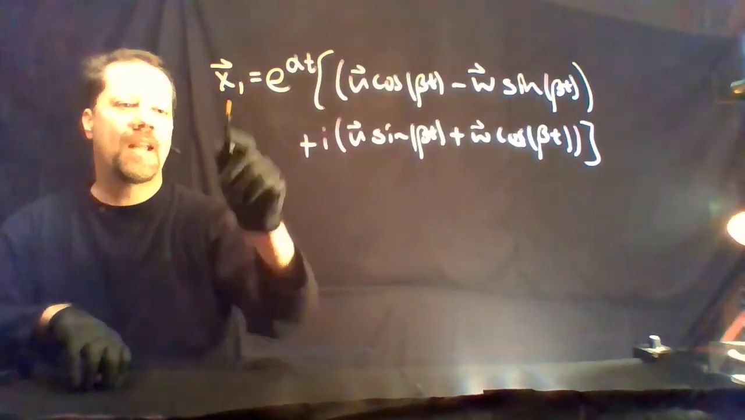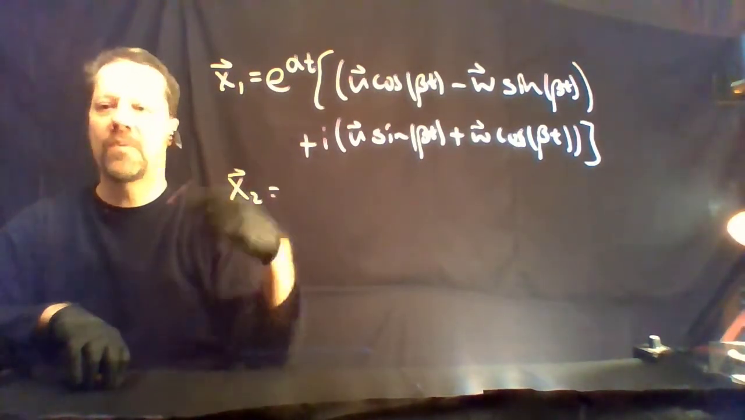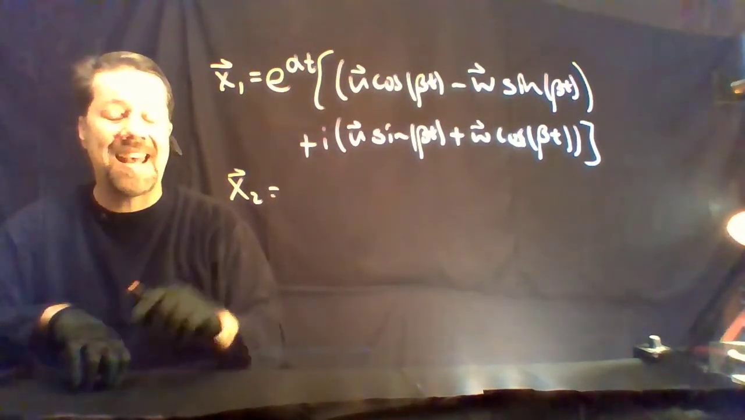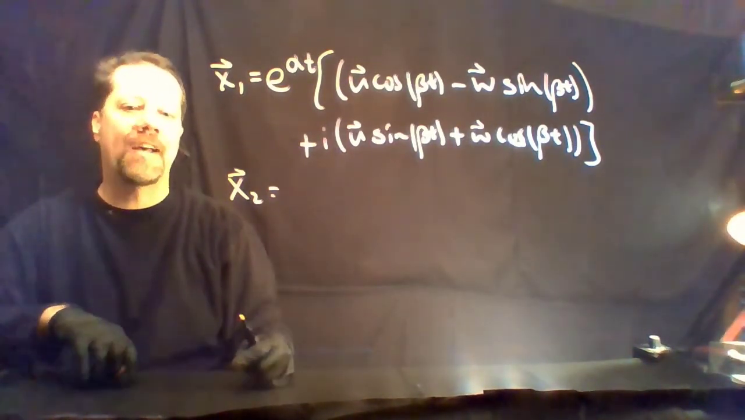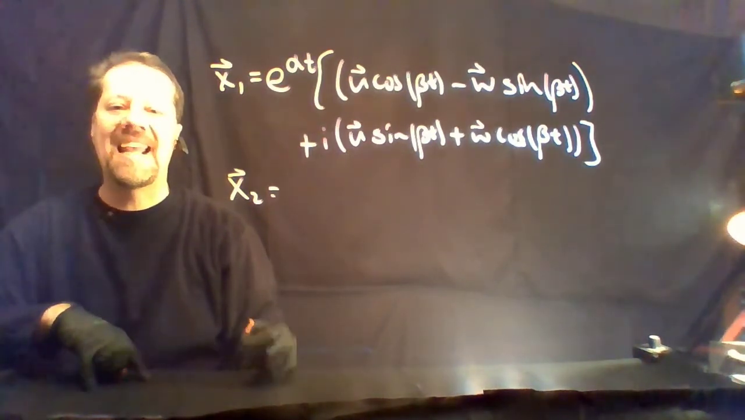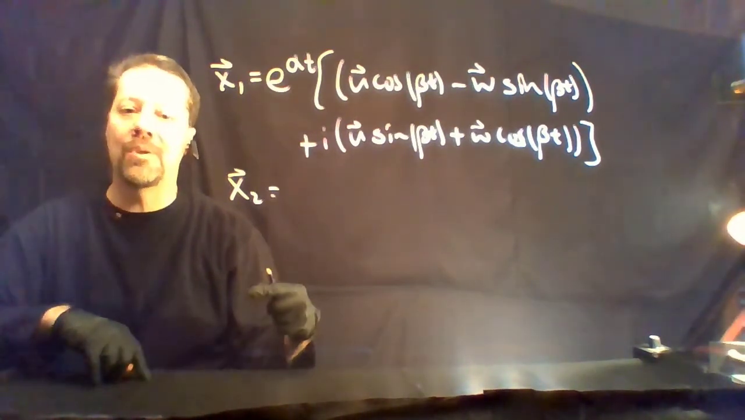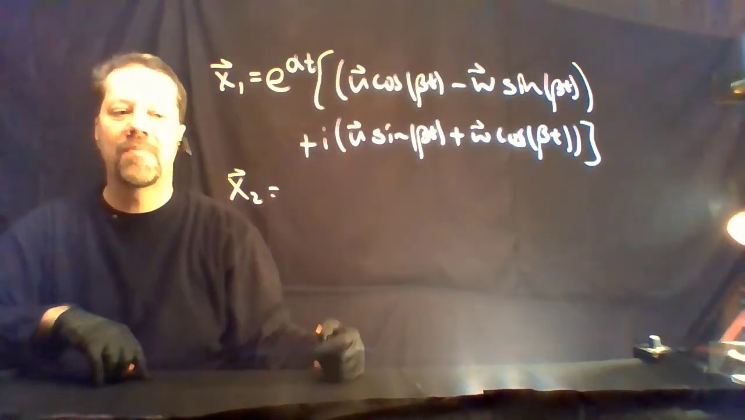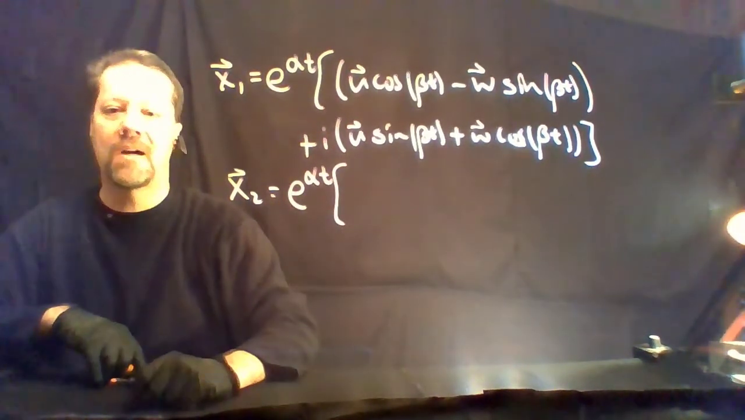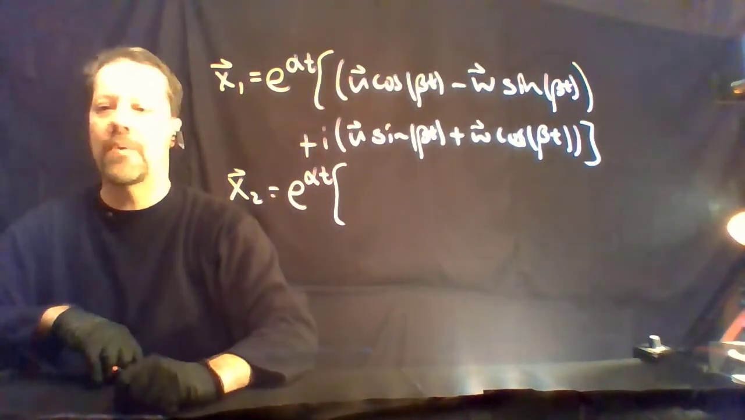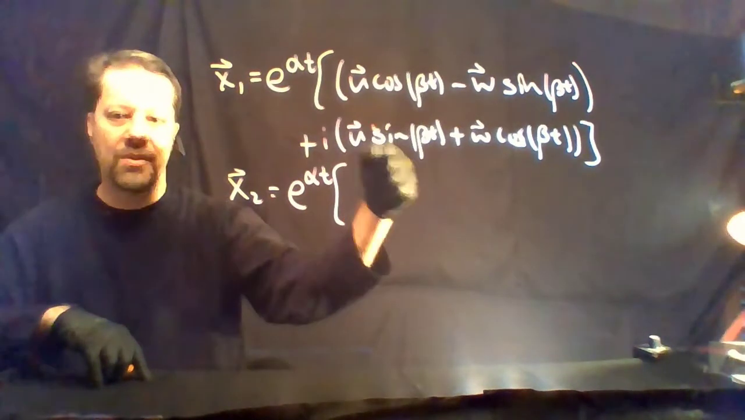We have one solution, x1, this form. To obtain the second solution, we use the conjugate eigenvalue and the conjugate eigenvector. We obtain the conjugate eigenvalue by replacing beta by negative beta. And we obtain the conjugate eigenvector by replacing W with negative W. Let's see how that plays out. It doesn't do anything to the e to the alpha t part. The real part of the eigenvalue always leads to some exponential factor. The imaginary part leads to your oscillation.